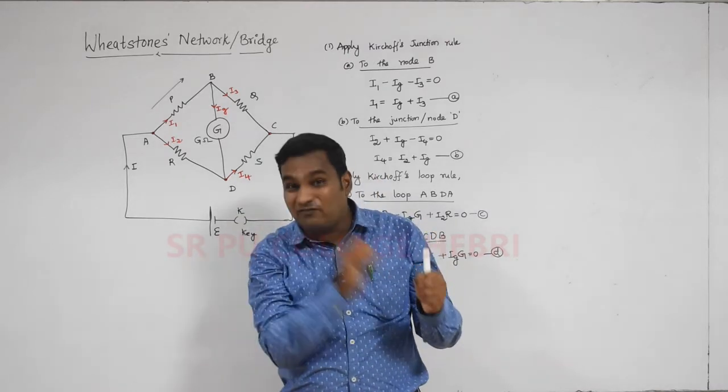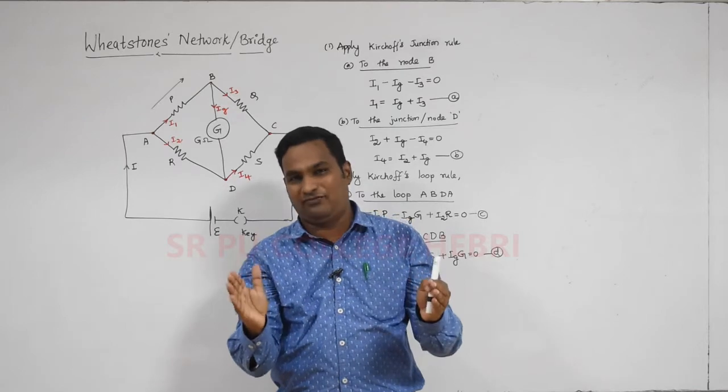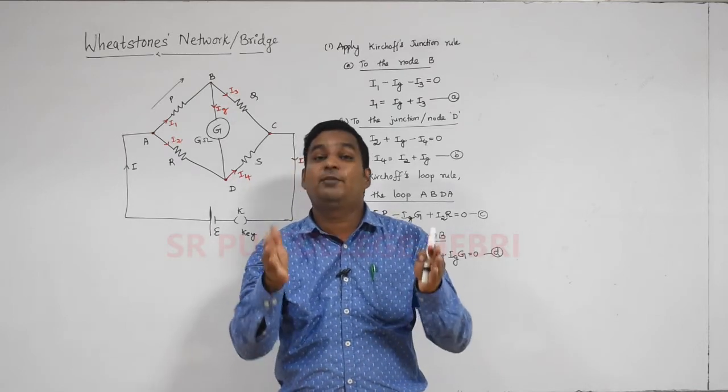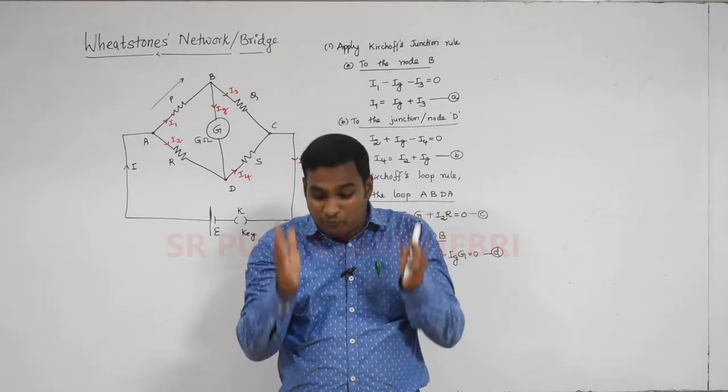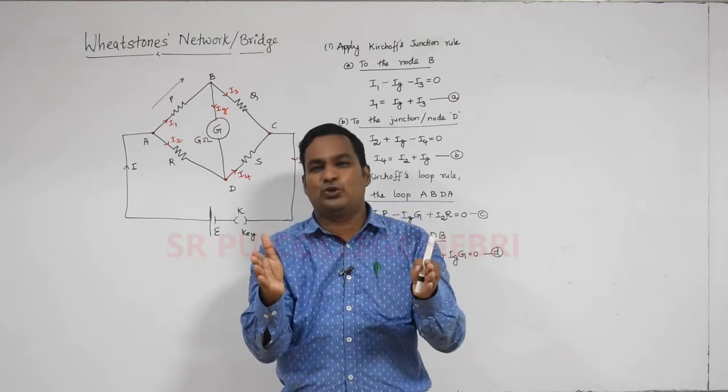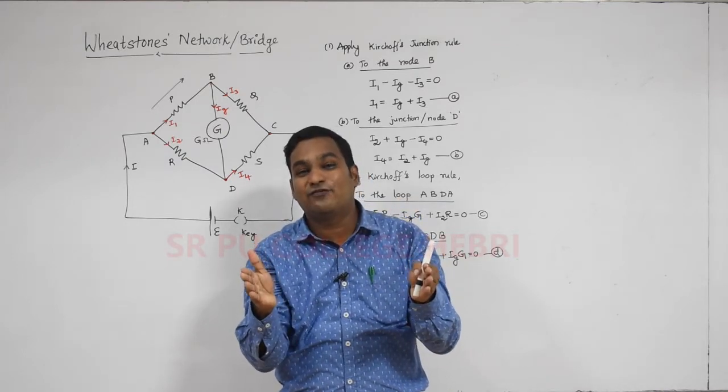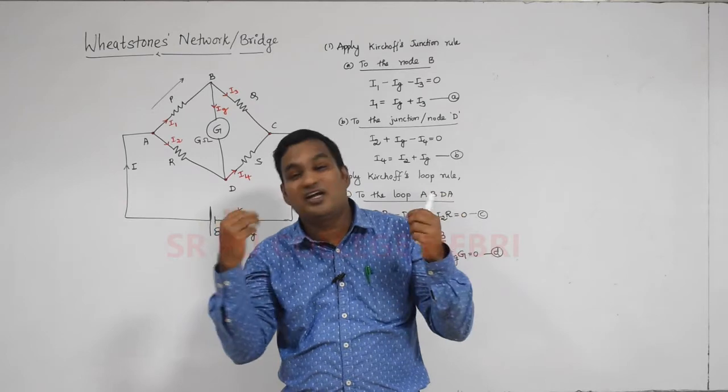There will be a flow of current only if there is a potential difference. If the potential difference itself is equal to 0, what should the current flow be? 0. Current flow does not happen.